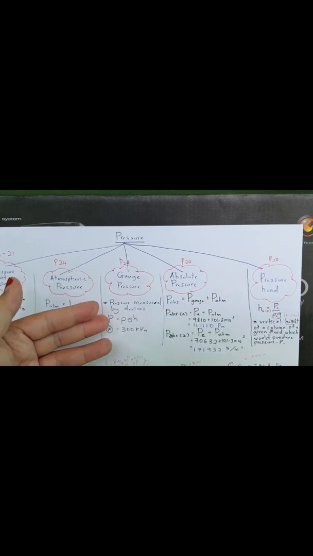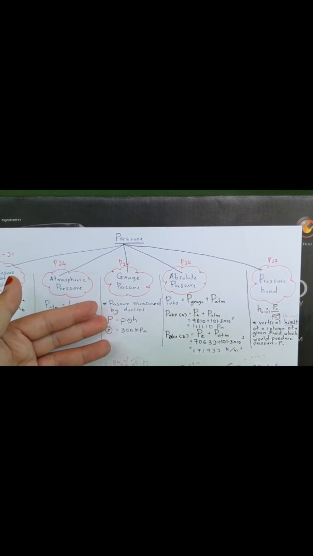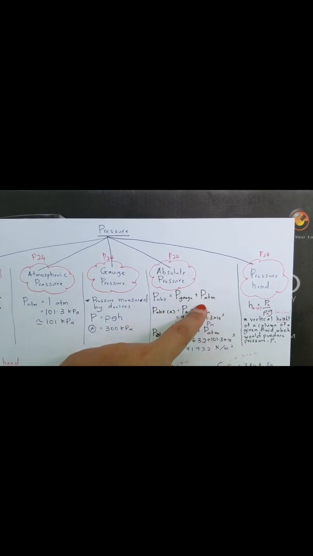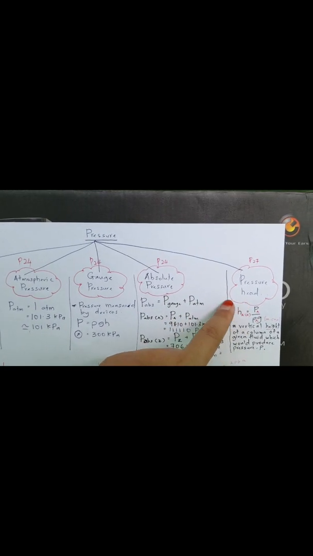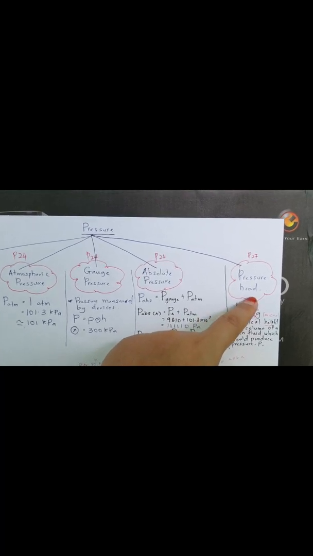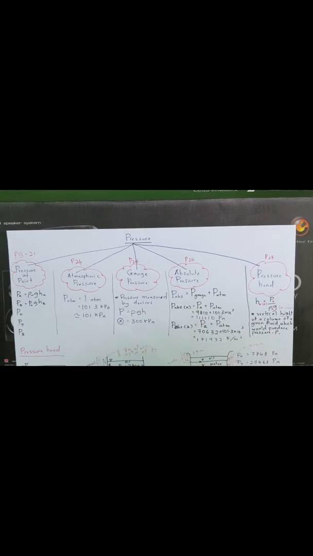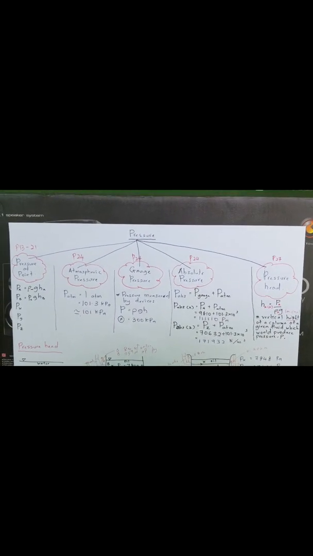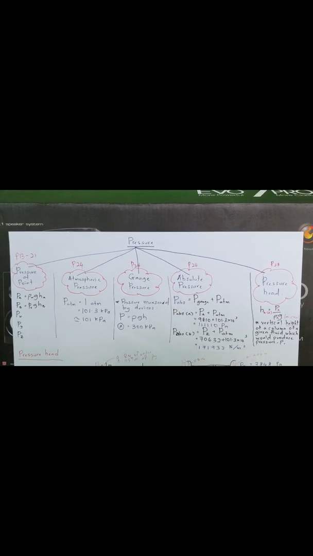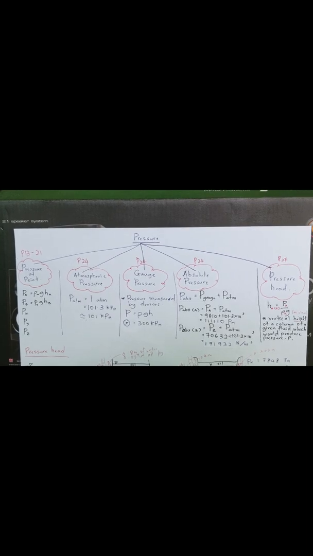So normally the equation is P equal to rho GH. Absolute pressure equal to P gauge plus P atmosphere. The only equation yang akan guna atmospheric pressure. And last is pressure head. So H equal to P per rho G. Okay. If you able to differentiate these 5 type of pressure, means you understood all my lecture. Thank you.